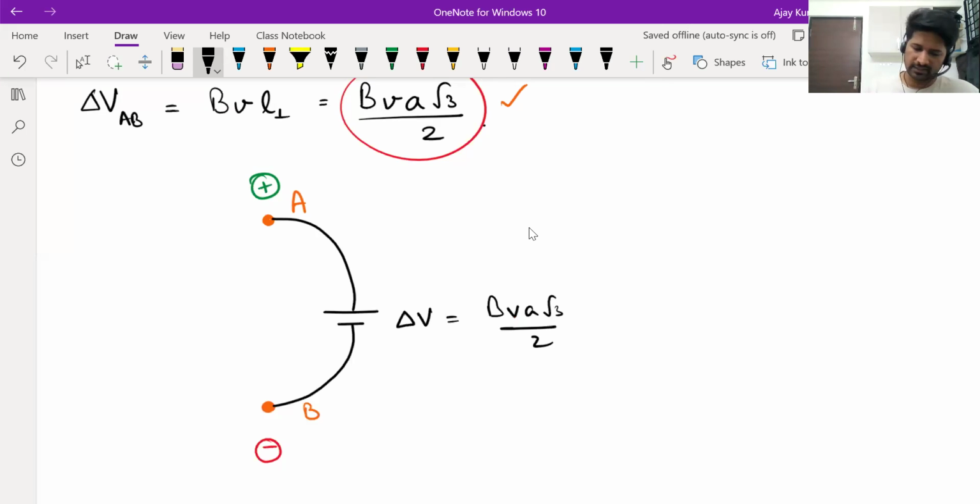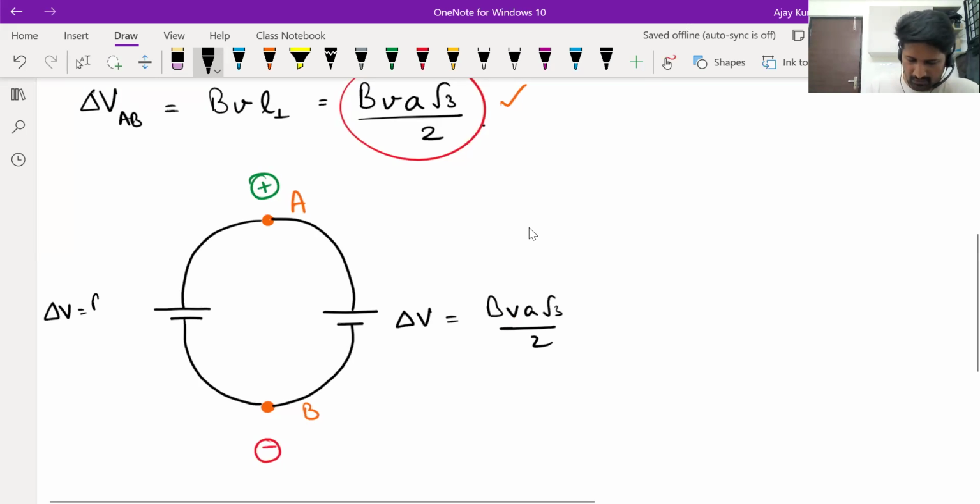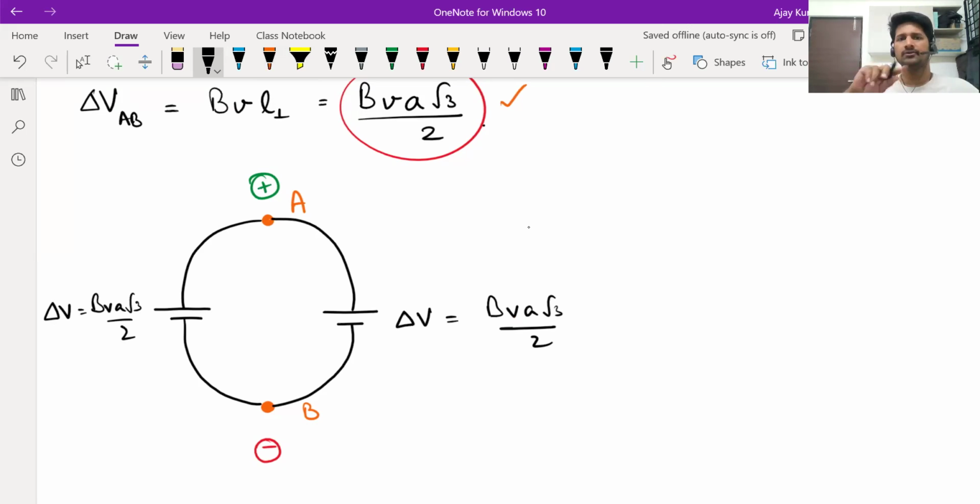That much potential difference. Again, from the other side, when you come back from A to B, the same potential will decrease now. A is positive side, B is negative side. So effectively, it's like this. Here also the EMF is BV A root 3 by 2. So between B and A, there is a potential difference. But in the loop as a whole, if you see, the EMF is 0. That is what happens.